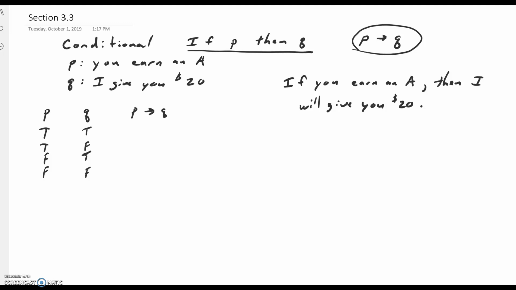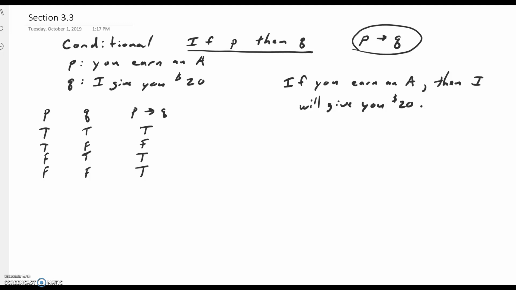And so I'm going to create a couple statements. P, you earn an A. Q, I give you $20. And I can tell you the truth table for this conditional statement. It's relatively simple. And I suppose I could say that that's all there is to it. So there you go. But the question is, how do we make sense of this?